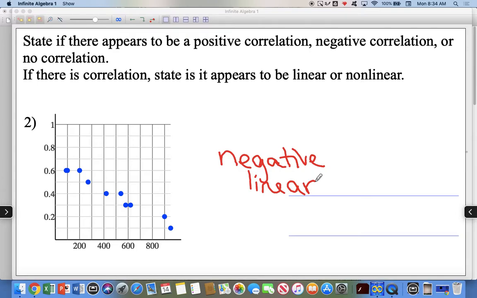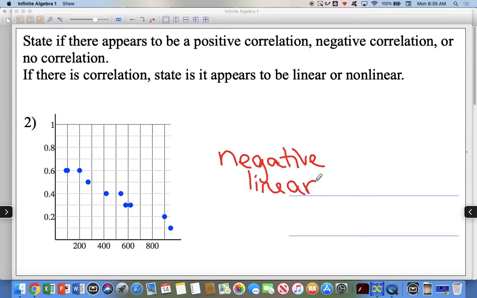So this one is negative, and even though this is not a perfect straight line, I understand that if you were to connect the dots, it would be curvy, but you don't want to think of it as connect the dots. You want to think of it as if you ran a highlighter through as many points as you can, if you went in a straight line because you hit a lot of points. And on this one, you would say yes. So this is a negative linear.